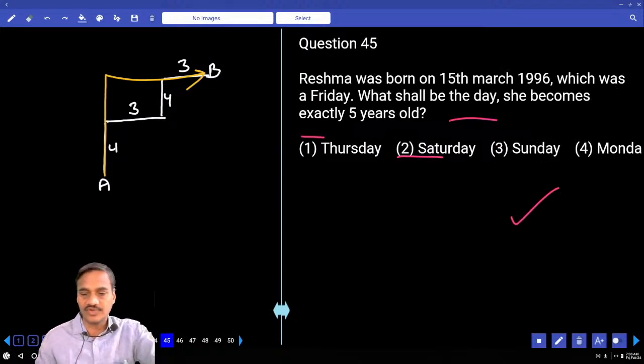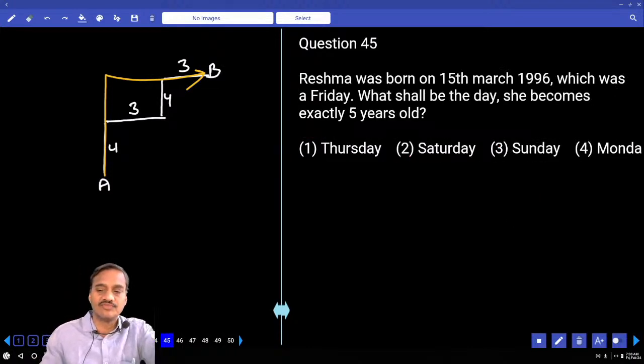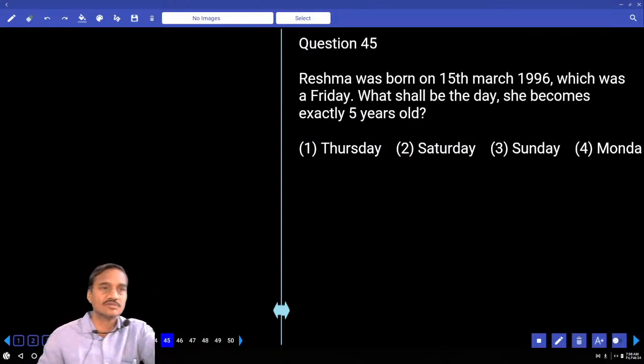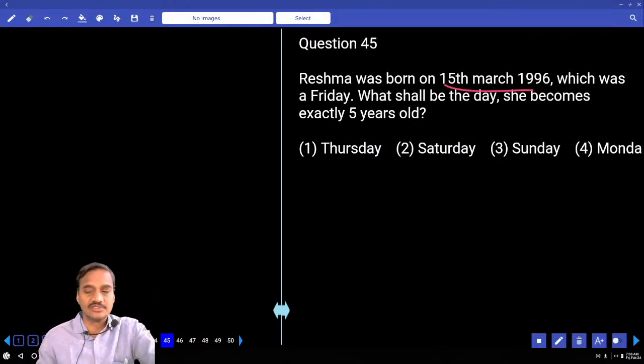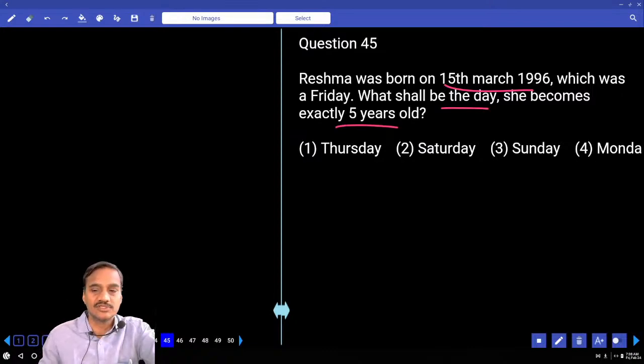The next one, 45. Reshma was born on 15th March 1996, which was a Friday. What shall be the day she becomes exactly 5 years old? 5 years old means 96 to 5 years. 5 years, how many odd days? The dates are the same, right? And tell me how many leap years are there in 5 years?